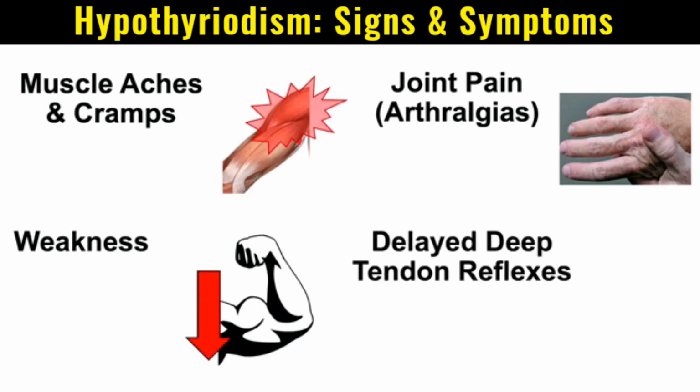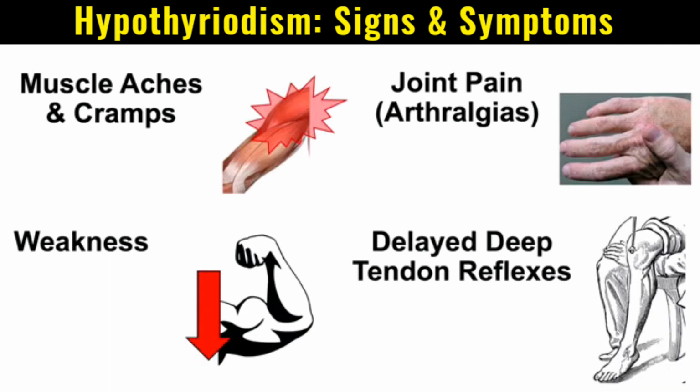And then we can also see delayed deep tendon reflexes. So this is a clinical sign. So when a clinician uses a reflex hammer to tap on the patellar tendon to check the patellar reflex, the leg will jerk out, but there will be a delay in relaxation after that initial response. So that is what a delayed deep tendon reflex is. And it's actually quite common in individuals with hypothyroidism. Up to 3/4 of patients can have this response.